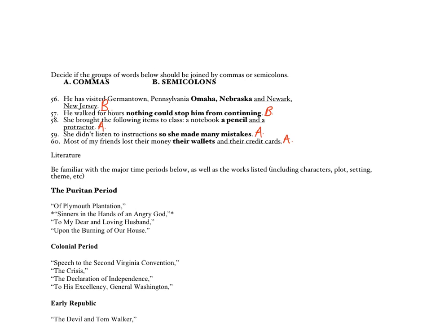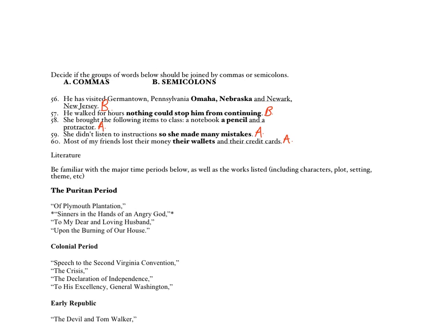He visited Germantown, Pennsylvania, he visited Omaha, Nebraska, and he visited Newark, New Jersey. Because you have commas between the cities and states, we would use semicolons to separate these. We would say Germantown, Pennsylvania, semicolon, Omaha, Nebraska, semicolon, and Newark, New Jersey. So that's how it's done.